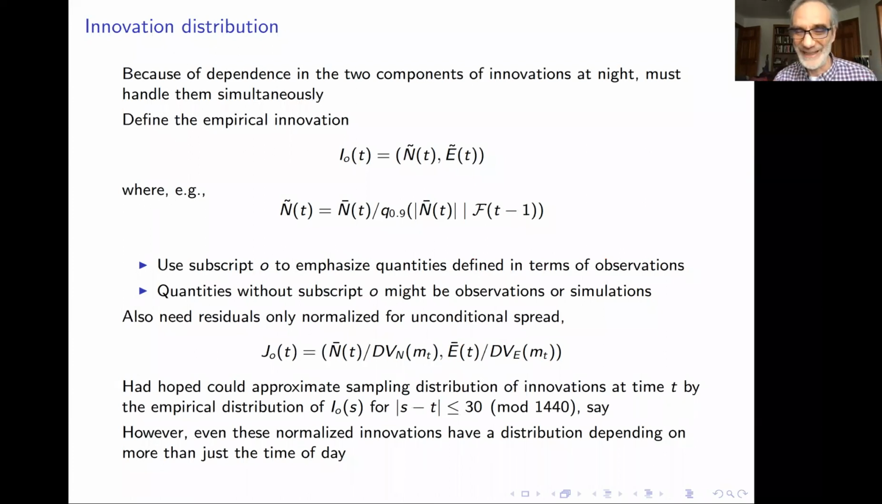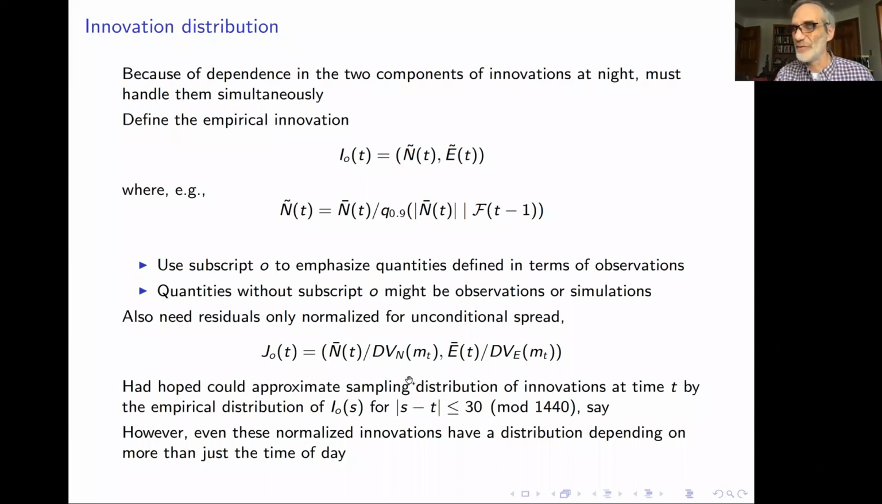If you thought that was complicated, step 3 is even worse, and I'm not going to be able to explain all of it. So I have these innovations: you take out the conditional median, then divide by the conditional scale, and you get these 2 innovation components. I'm going to put an O here to emphasize that something's observed, because I want to talk about the observations, but I also want to talk about how to simulate, so I need to distinguish between observations and simulations. I'm also going to need the residuals that are only normalized for the fixed diurnal variability and not for the stochastic variability.